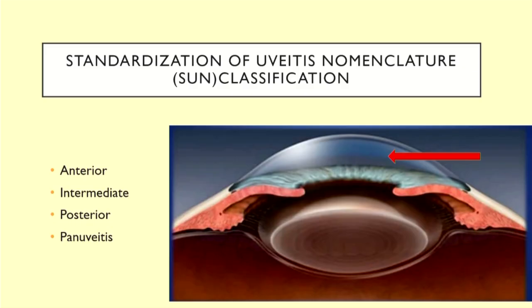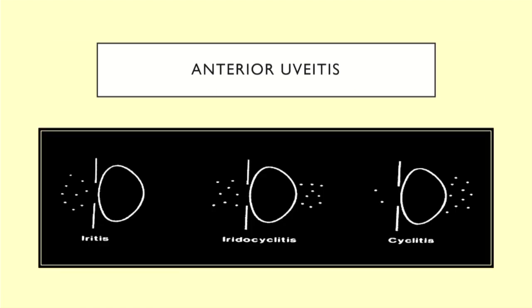This was proposed in 2004 to help you understand that the primary localization of the site of inflammation will help you in giving an anatomical diagnosis and guide your investigations and management. So when inflammation is localized in front of the iris, in the anterior chamber, it is called anterior uveitis. Anterior uveitis itself can be classified into iritis, iridocyclitis or cyclitis, that is, if the iris, the anterior part of the ciliary body, or both are involved.